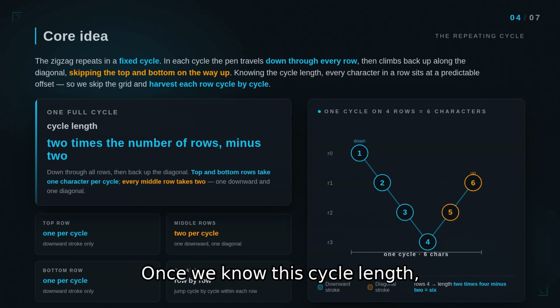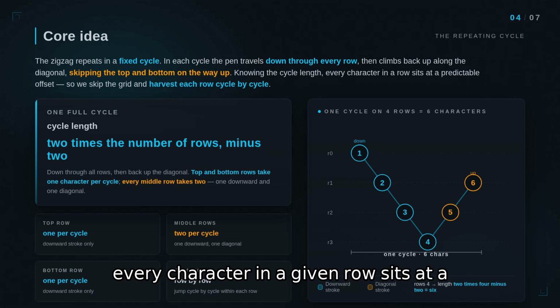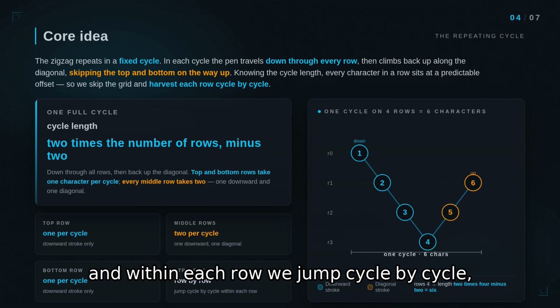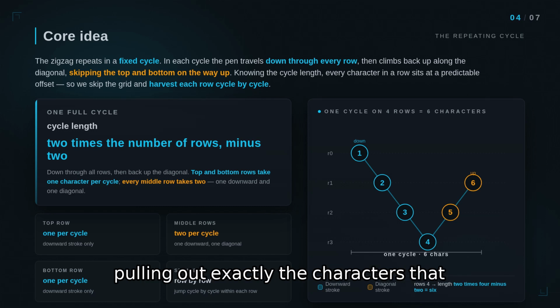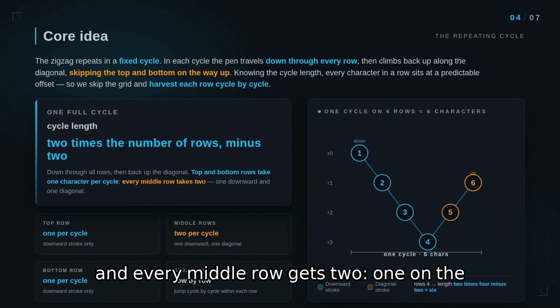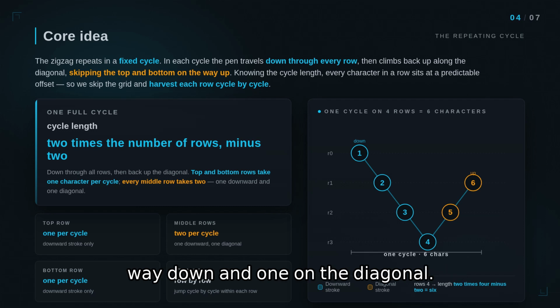Once we know this cycle length, every character in a given row sits at a predictable offset from the start of its cycle. So instead of building a grid, we go row by row, and within each row, we jump cycle by cycle, pulling out exactly the characters that belong to that row. The top and bottom rows get 1 character per cycle, and every middle row gets 2, 1 on the way down and 1 on the diagonal.